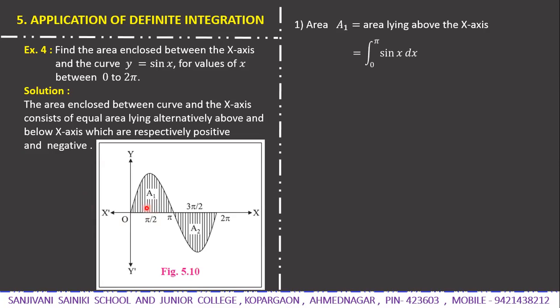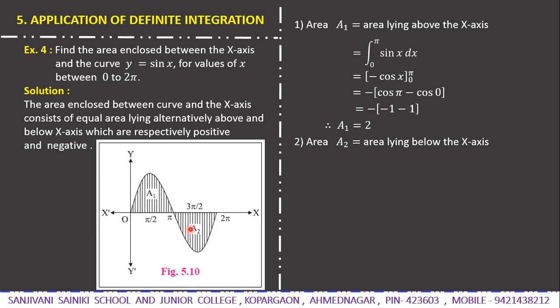So the first area A1 is lying above the x-axis. So we will integrate between 0 to pi, and the y for the upper curve is sin x. So 0 to pi sin x. Its integral is minus cos x. Lower limit, upper limit. Find its value, you will get 2.